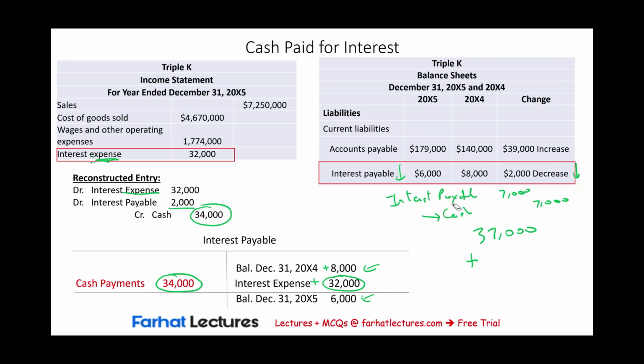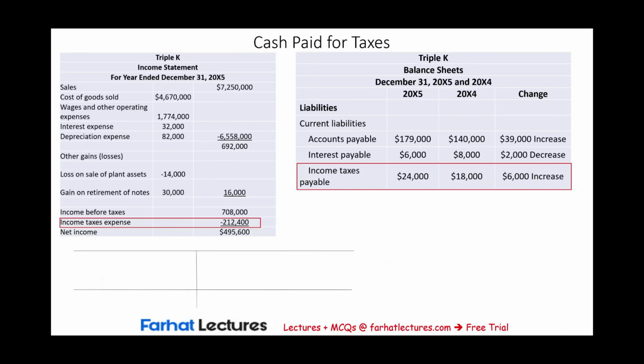Now, again, the opposite would have been true if my payable increased. If my payable, let's assume, went from 8 to 10, it means of the 32,000, 2,000 of it I did not pay. It means how much did I pay? 30. How do I know 2,000 of it I did not pay? Because my payable went up, my liability went up. But that's not the case here. My liability went down. It means I consumed more cash.